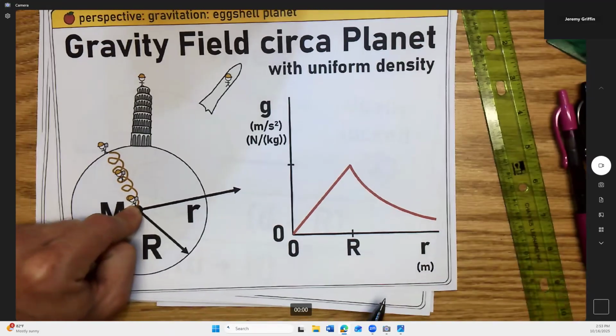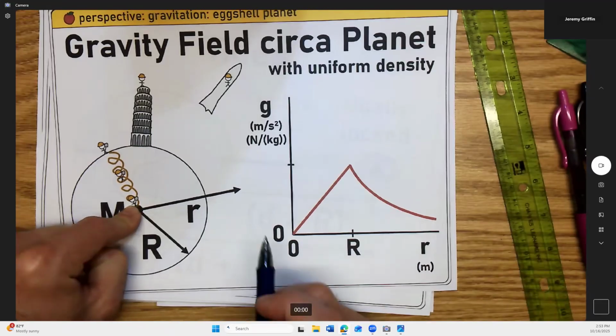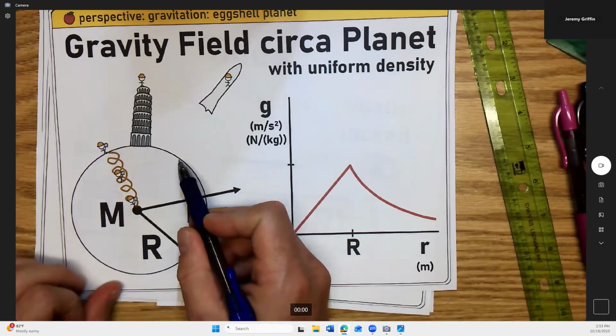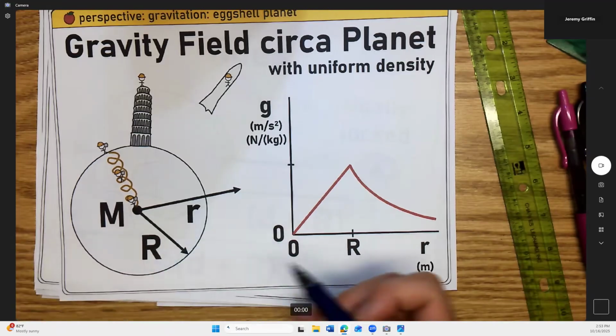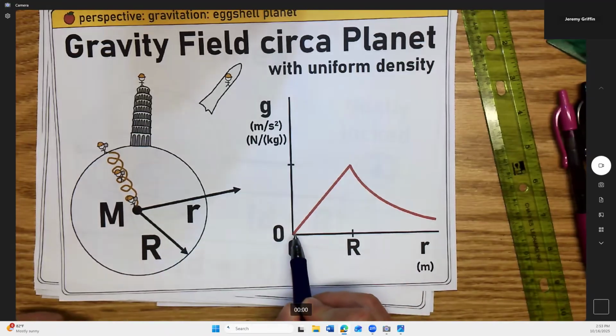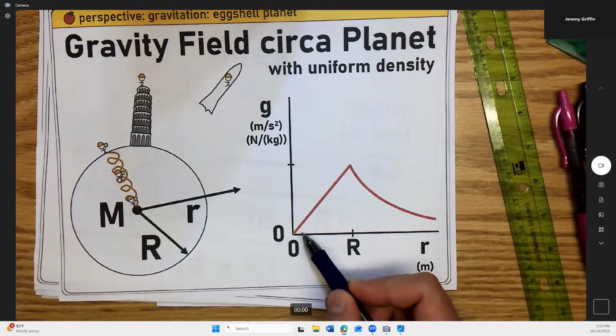Are you floating around like an astronaut? Yeah, you're floating around like an astronaut. Okay? Because every grain of sand on Earth pulls you a different direction, so it all cancels out. That's this point right here. So I'm saying at the very center, there'd be zero gravity field. So you're floating around. Right.